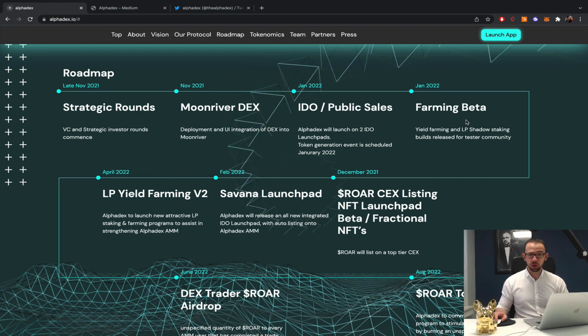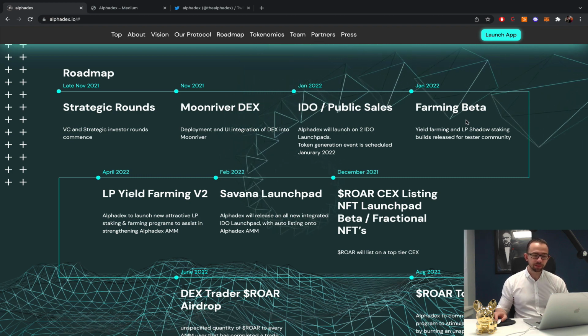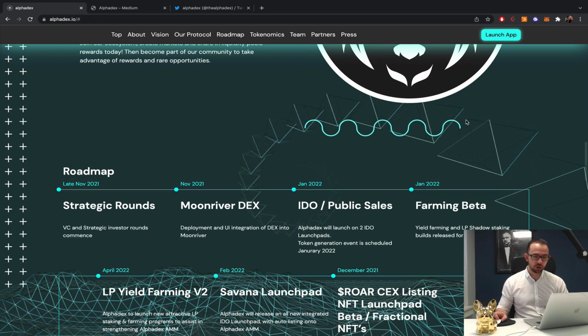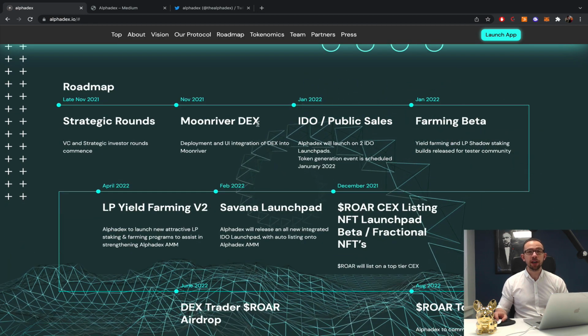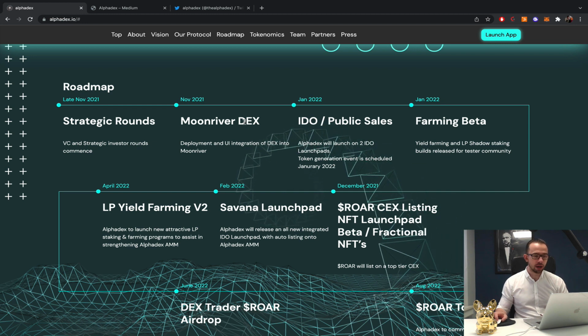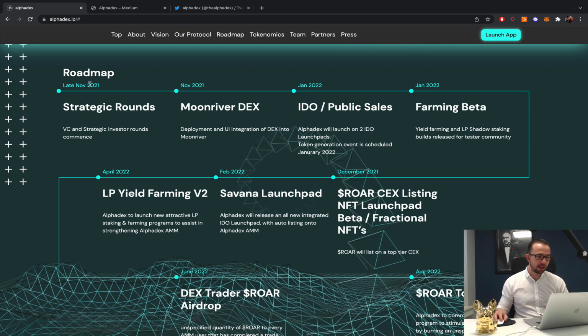And the actual token generation event, the listing, is coming up in the next 2 days. So in 2 days, it will happen. That's why I'm covering it right now. We are nice and early. Some IDOs have already happened, but they raised the strategic rounds in November 2021. Venture capitals and strategic rounds commence.